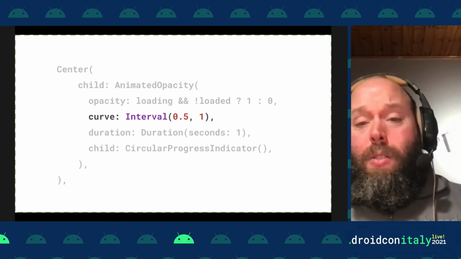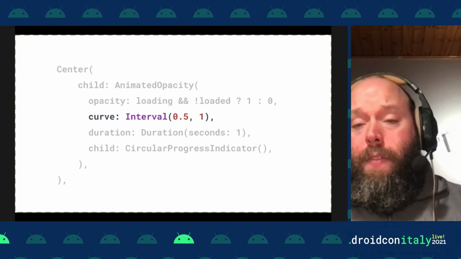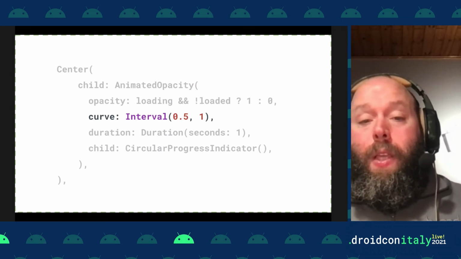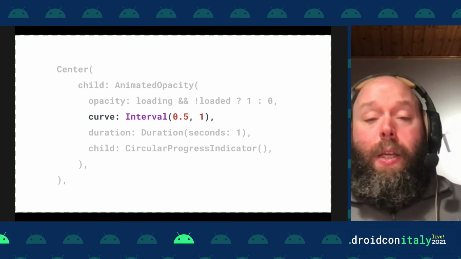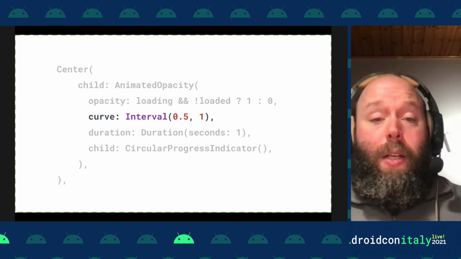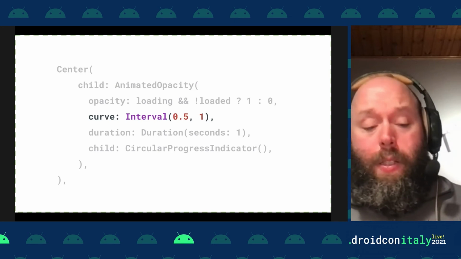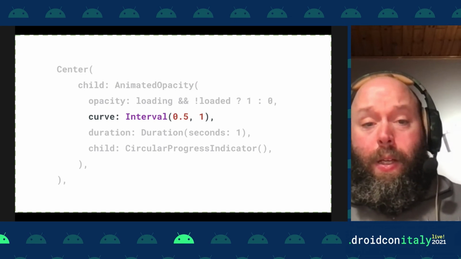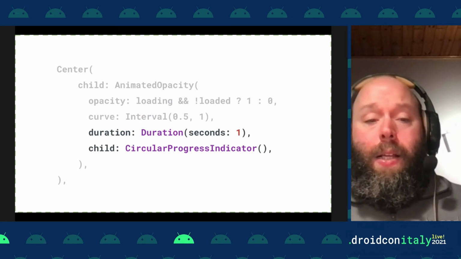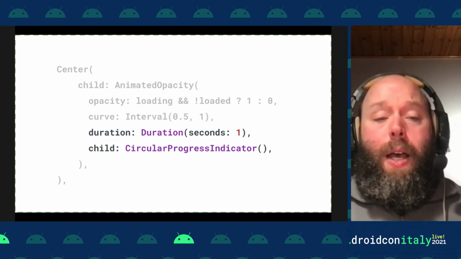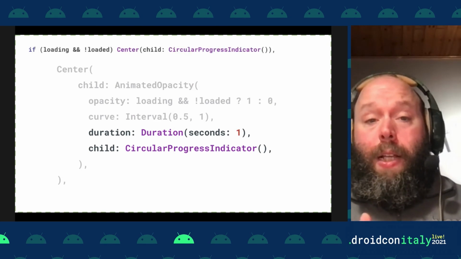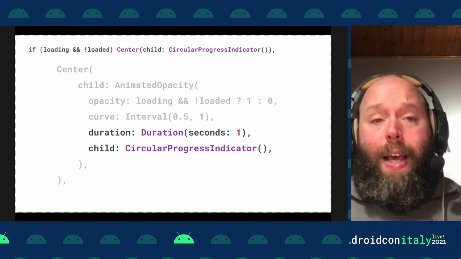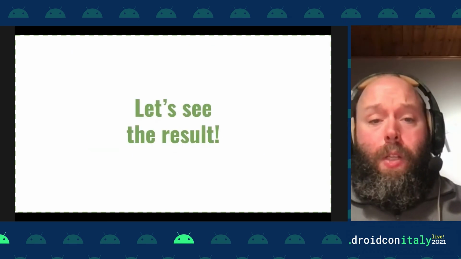We can also describe a parent curve in the interval that will handle the actual curve. If you don't define it, it will be a linear curve. In my case, for this animation, the linear was perfect, so I left it that way. And then, as usual, the duration and our child of the animated opacity. So basically, we swapped that line with this new widget.